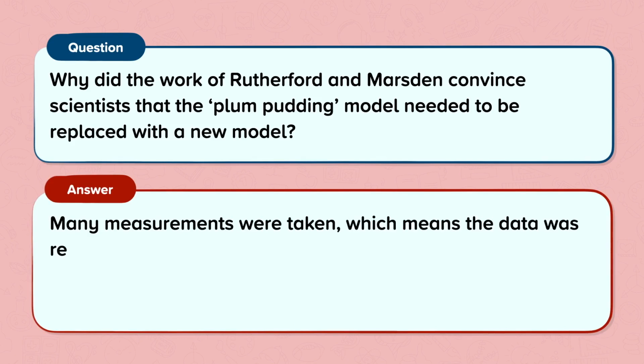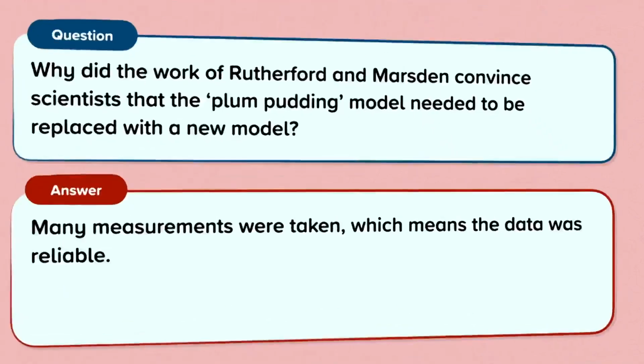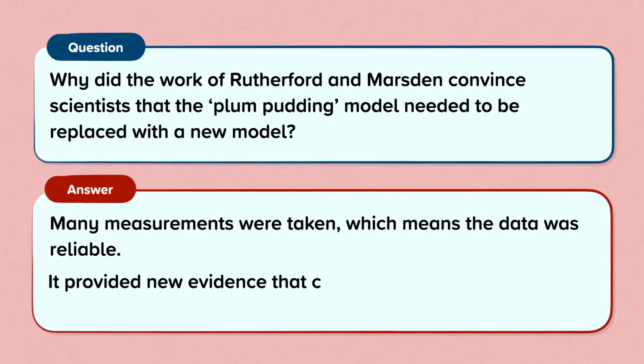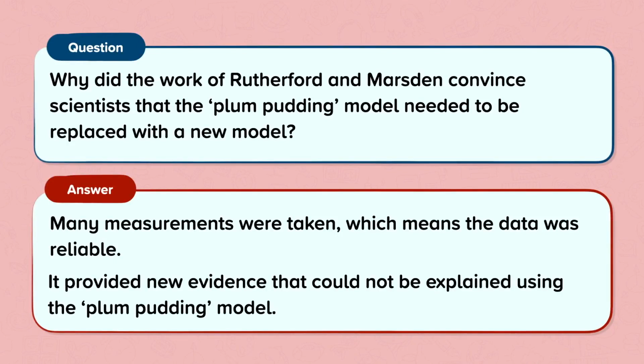Many measurements were taken, which means the data was reliable. I told you before that Rutherford repeated the experiment. He went away, did some more experiments, tried to gather more information. So the more measurements you take, the more reliable your data is going to be. So that's a really important point. The second one, if you didn't remember, was this: new evidence. It provided new evidence that could not be explained using the plum pudding model.